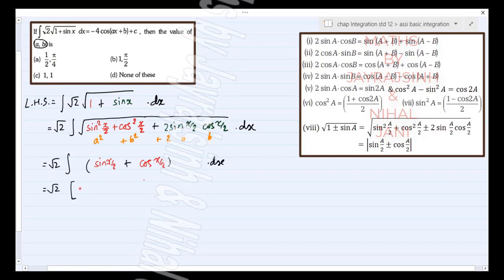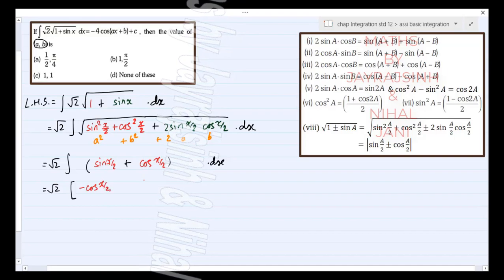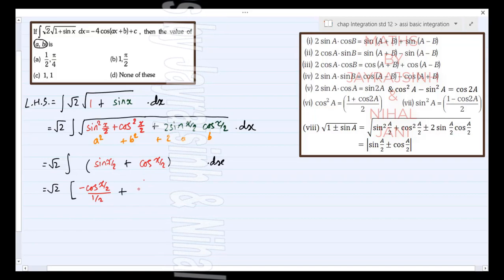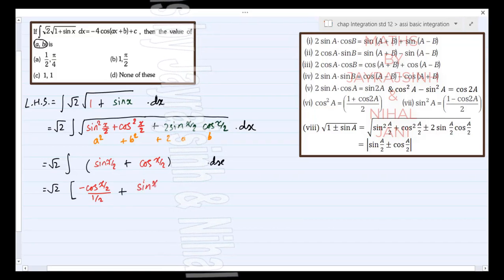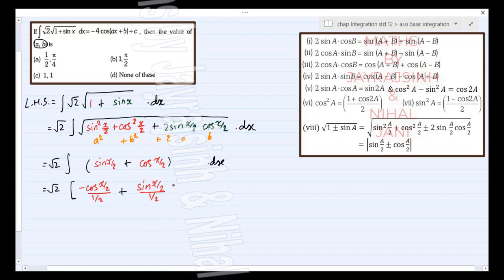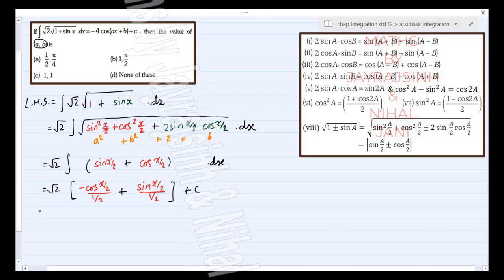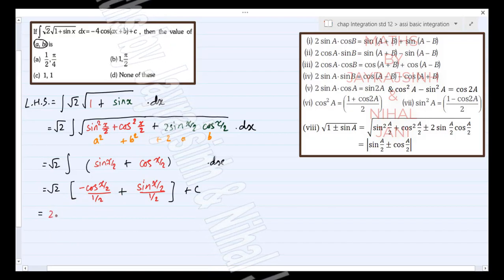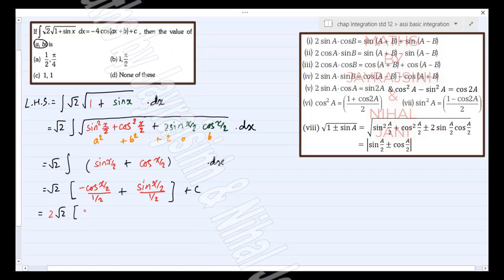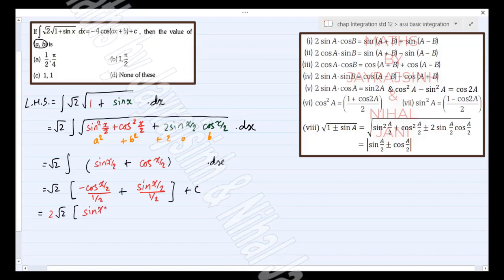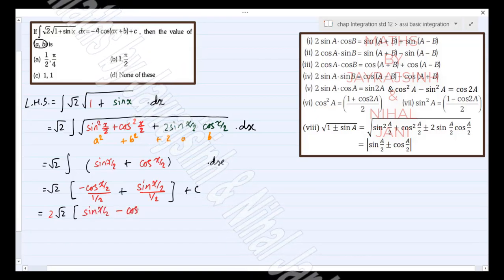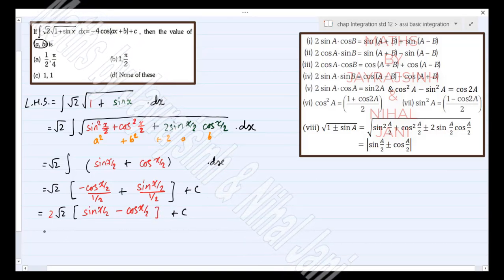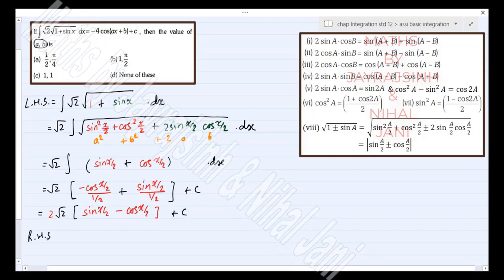Integration of sin x by 2 will be minus cos x by 2 upon 1 by 2, plus integration of cos x by 2 will be sin x by 2 upon 1 by 2, plus c. In further simplification, we can take 1 by 2 common, so we get 2 root 2 sin x by 2 minus cos x by 2 plus c. Now, it's time to simplify our right hand side.